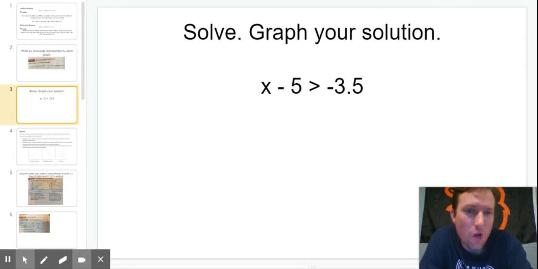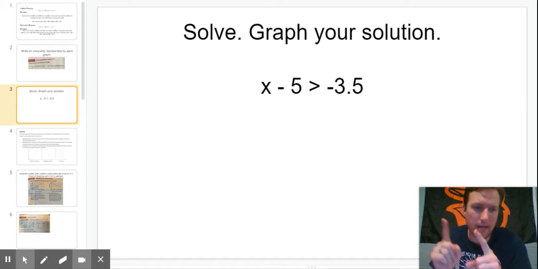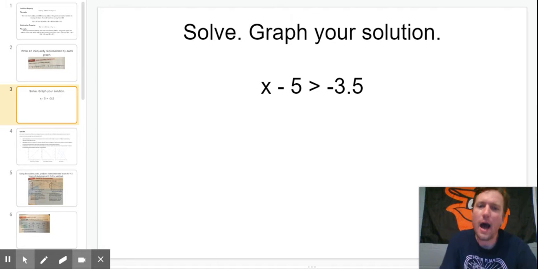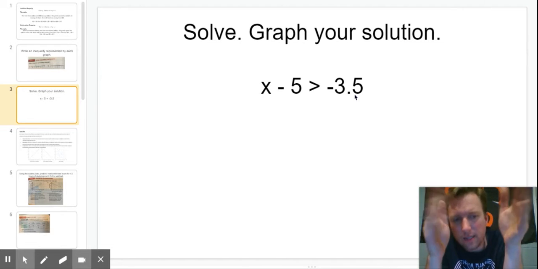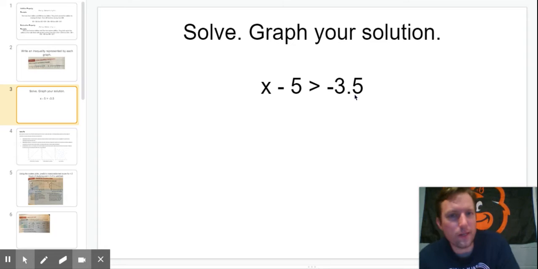Now, it says solve, graph your solution. So the first thing we need to do is solve this. Now, we're going to use our knowledge of how we move different values from one side of an open sentence to the other. So I have x minus 5 is greater than negative 3.5. Now, what I want to do is, again, get my variable on one side and my constant terms on the other. Now, how would I do this, you ask?